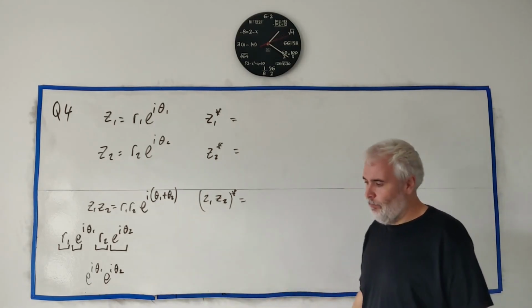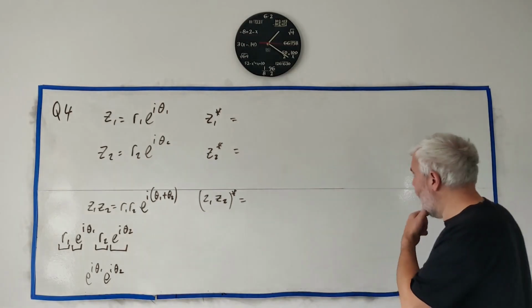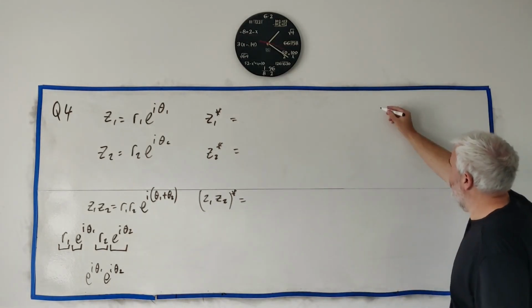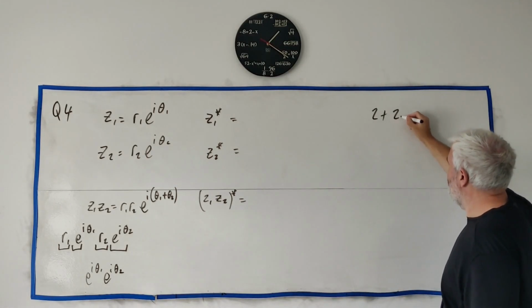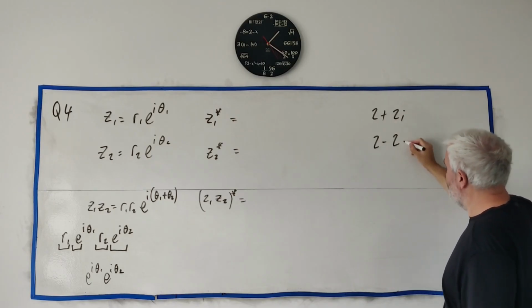It's nice and easy. Okay, next up, how do we get the conjugate? That's also nice and easy. Let me remind you what the conjugate is. Let's pick something like 2 plus 2i. The conjugate of this is 2 minus 2i.